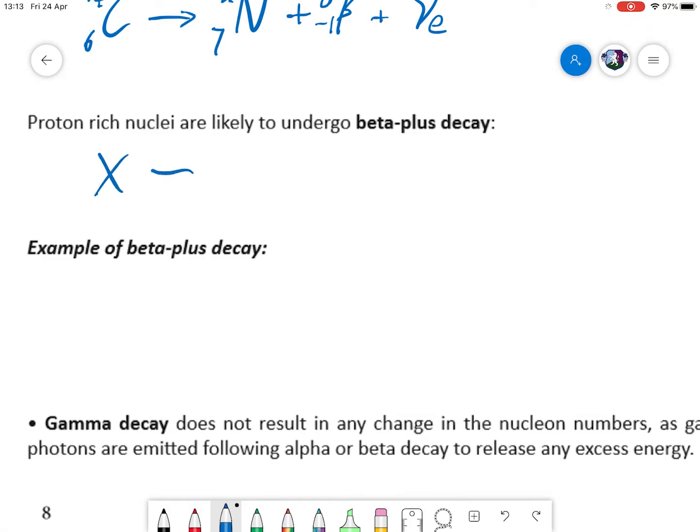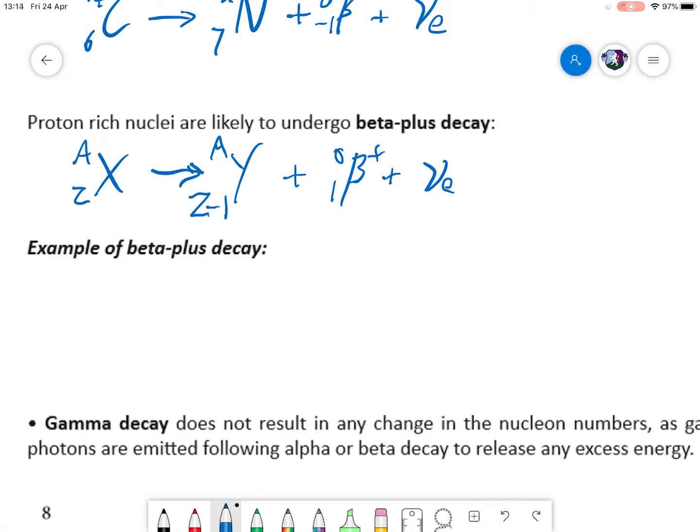So again, we can start with our equation of X to Y, one element to another. And we can add the beta plus and its associated neutrino. Now, beta plus will have a 0 and a plus 1. And as it's an antiparticle, the neutrino will not be an antiparticle, it will just be a neutrino. Now, as we've got 1 on the bottom of the beta particle, Z must be minus 1 to add up.